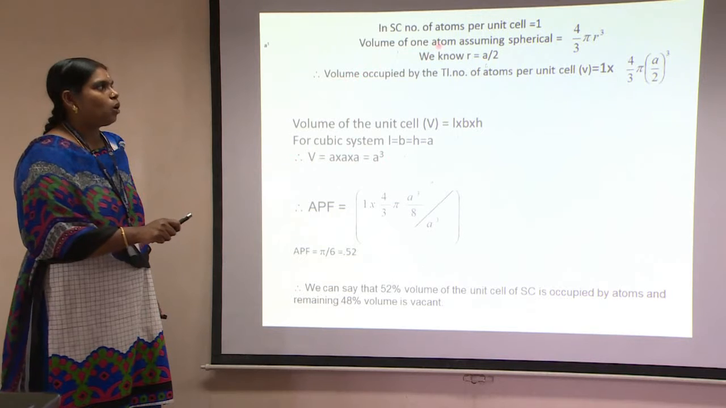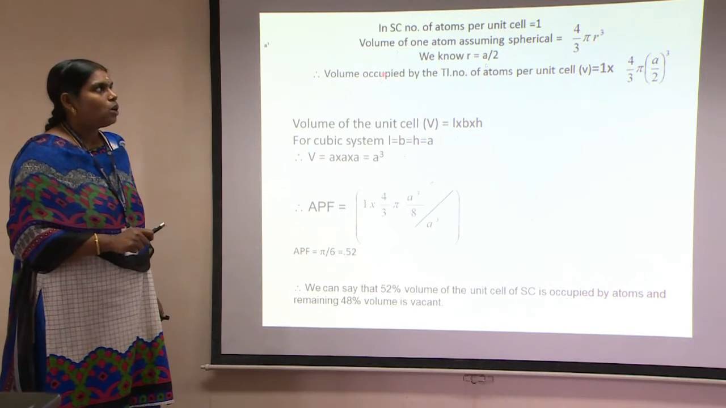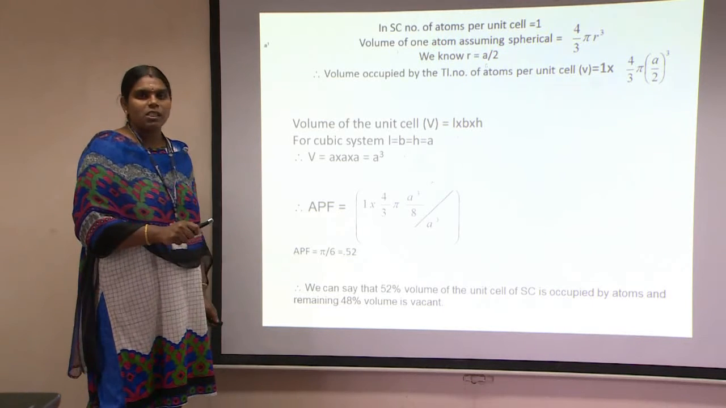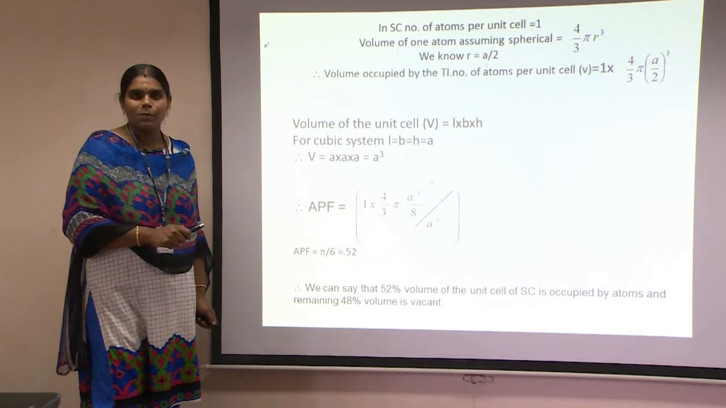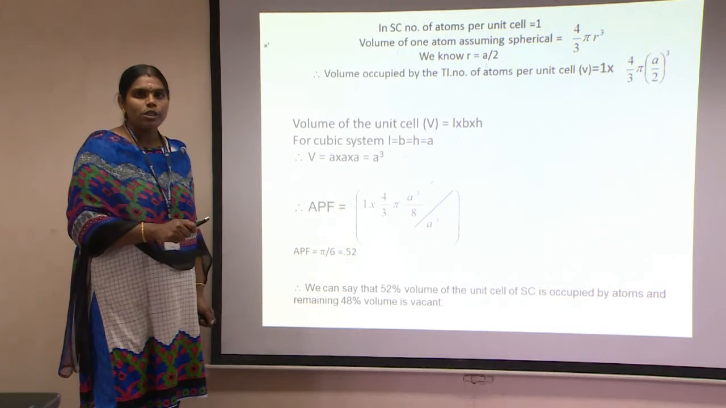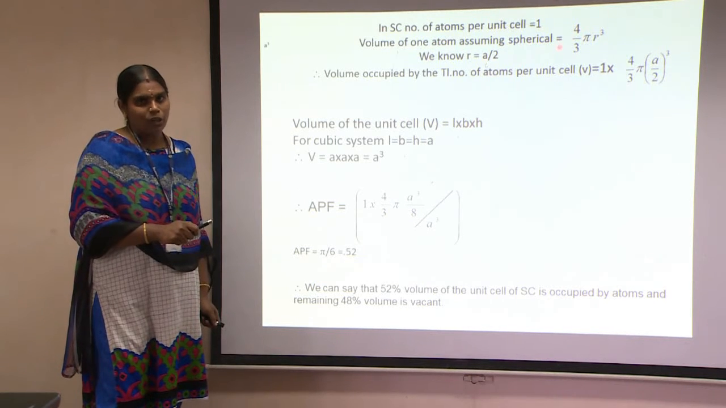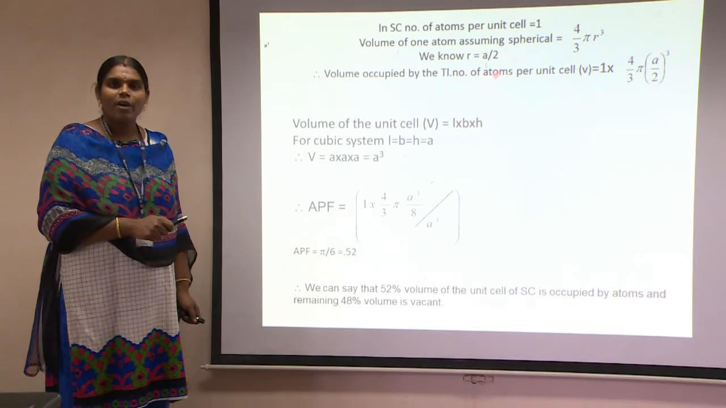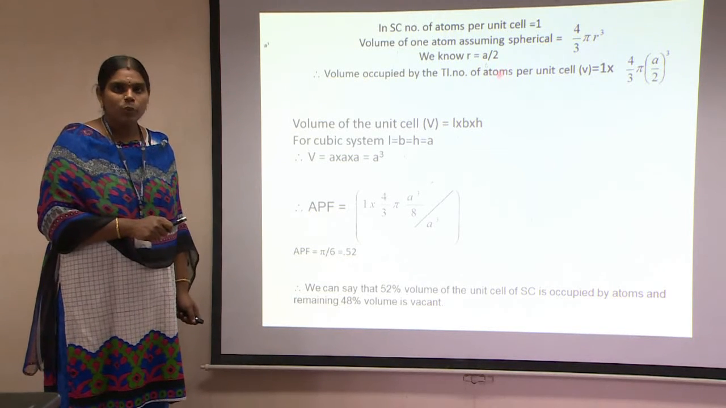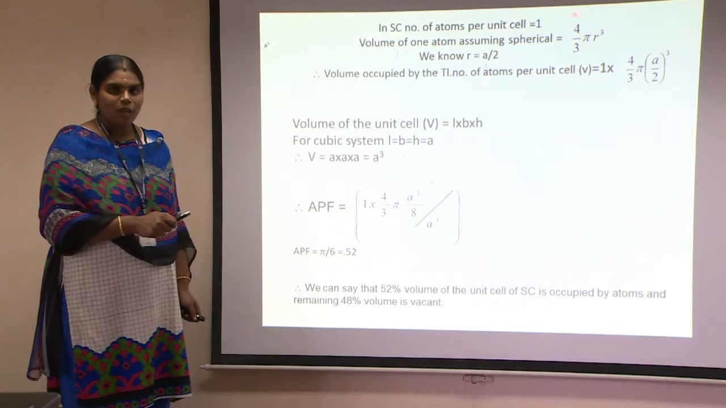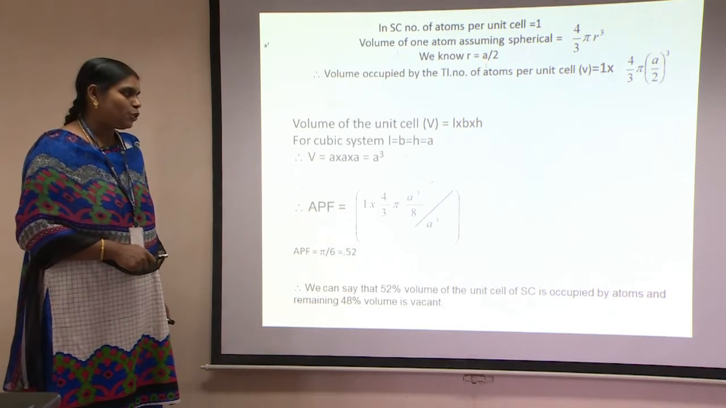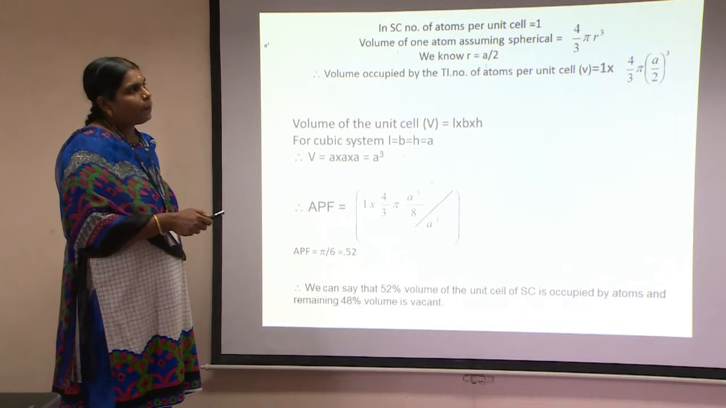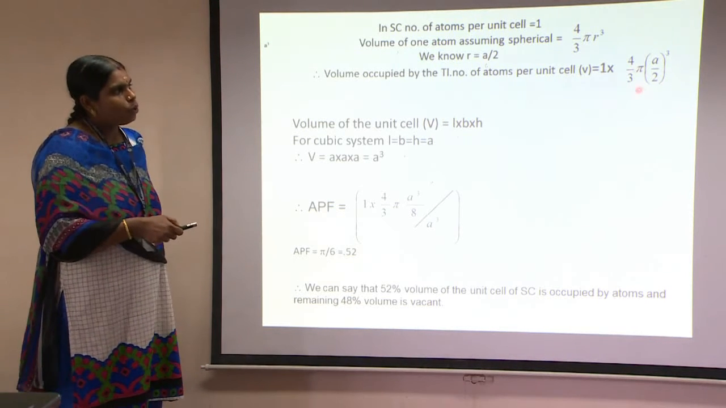Now how do we calculate the volume occupied by the total number of atoms? First we calculate the volume of one atom, assuming it is spherical in nature, as we know atoms are spherical. So its value is 4 by 3 pi r cube into the number of atoms per unit cell. What is the number of atoms per unit cell? It is primitive in nature, so the value comes to be 1. Now we can substitute that in our formula, so it becomes 4 by 3 pi r cube into 1.